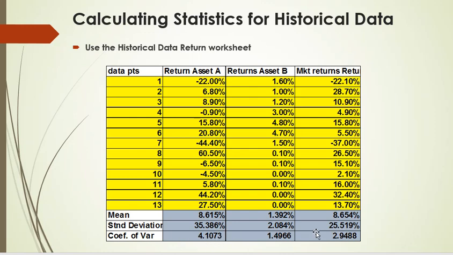Again, if you look at the coefficient of variation, 4 compared to 3, the stock market has only about 75% of the relative risk that Microsoft does. So again, this could help us make decisions as we go on.